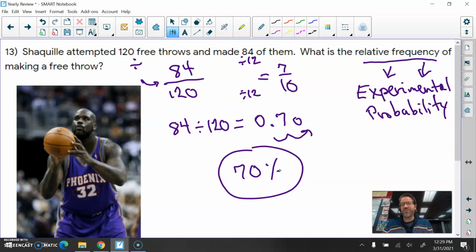Okay, actually, Shaquille O'Neal was a terrible free throw shooter. I'm not even sure he would have been that good to make 70%.